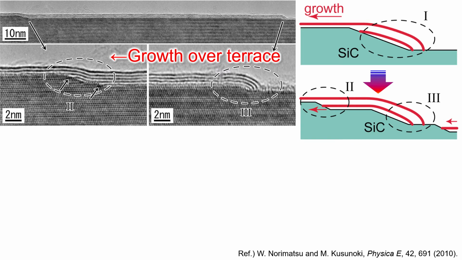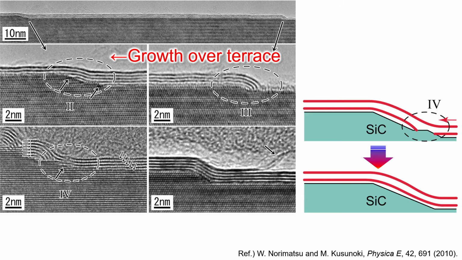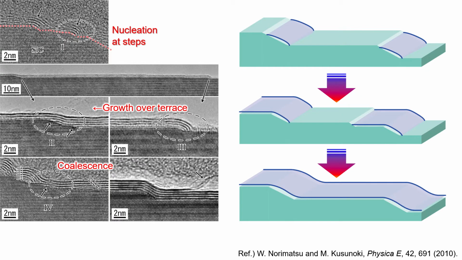After nucleation, graphene grows over the terrace. If some defect is present, growth stops. As growth proceeds, graphene reaches the neighboring step, resulting in coalescence. Thus, graphene covers the whole surface. So, the growth mechanism of graphene is nucleation at steps and growth over the terrace. This is the basic mechanism.